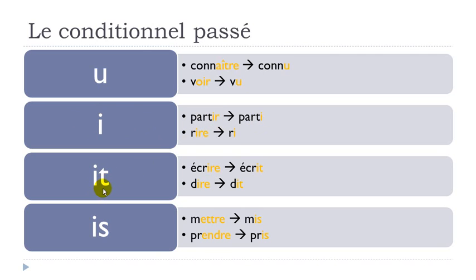The ones ending with it, like here, écrire, to write, écrit. Dire, to say, dit. Sorry, dit. Getting tired. And then is, mettre will become mis. Mettre means to put. Prendre, to take, will become pris. Okay? So here you've got the past participles, les participes passés, of these verbs here, okay?